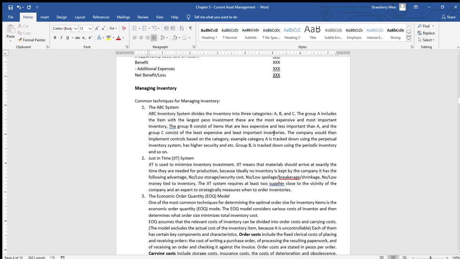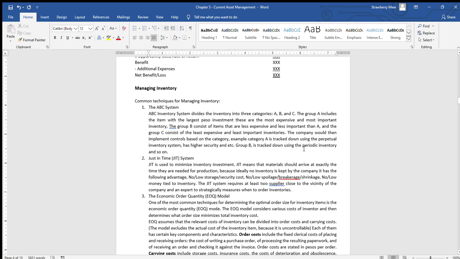Okay, so depending on the categories, either group A, group B, or group C, every group is accounted for separately. So, depende na yun sa business. For example, category A is tracked down using the perpetual inventory system. Okay, so yung perpetual inventory system meaning is na-update palagi ang inventory, ang amount of inventory. Every time na bumibili tayo, every time na nagbebenta tayo, the inventory records are updated.